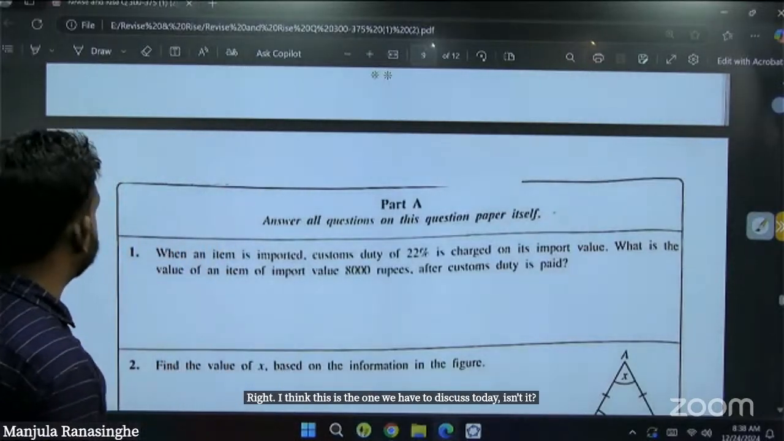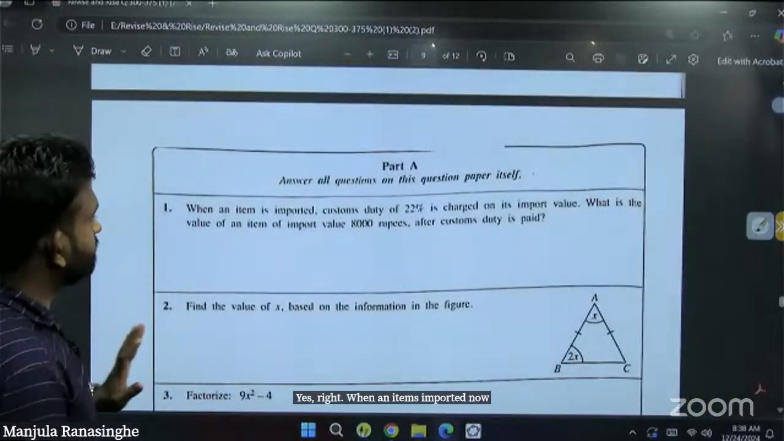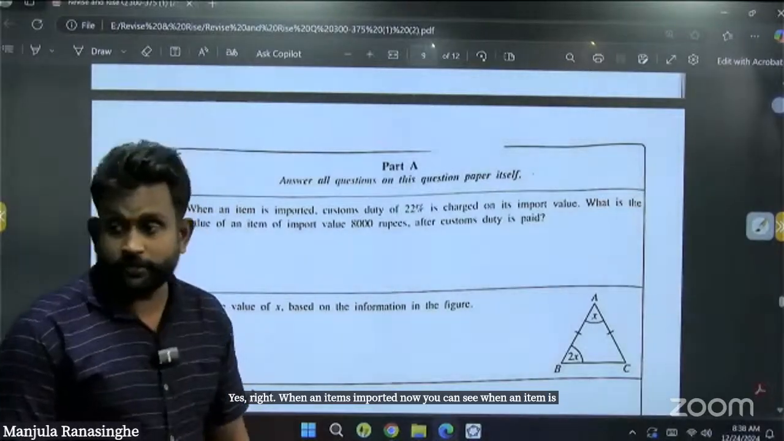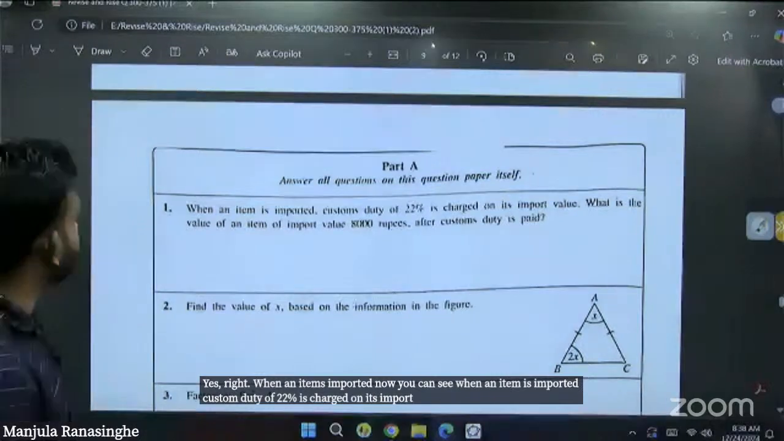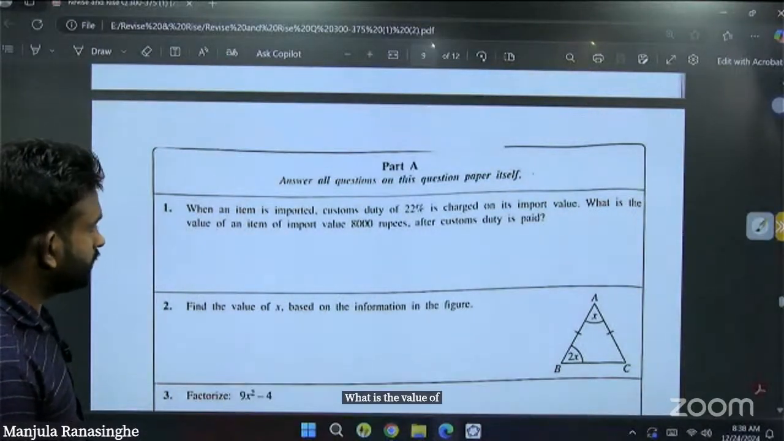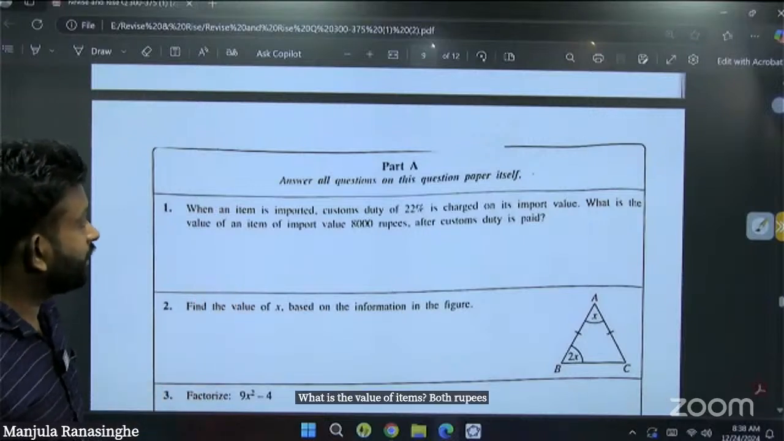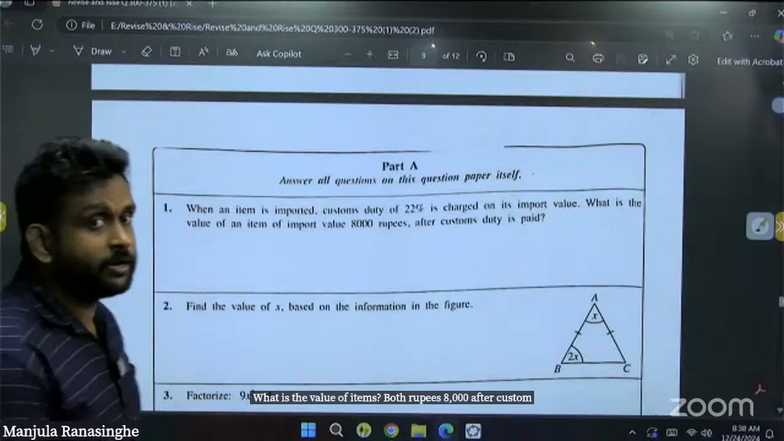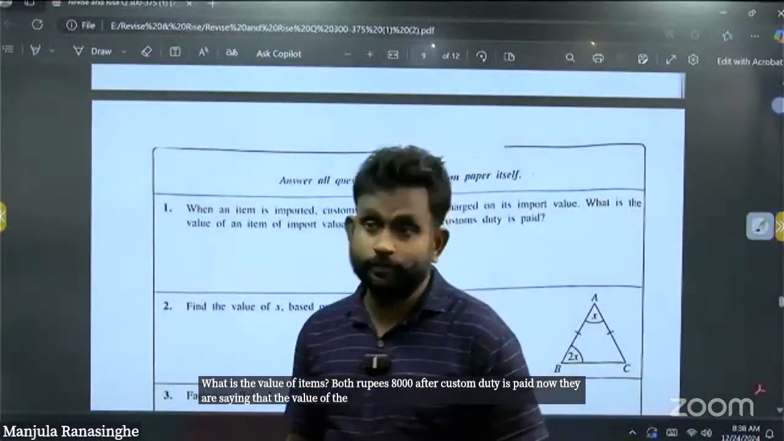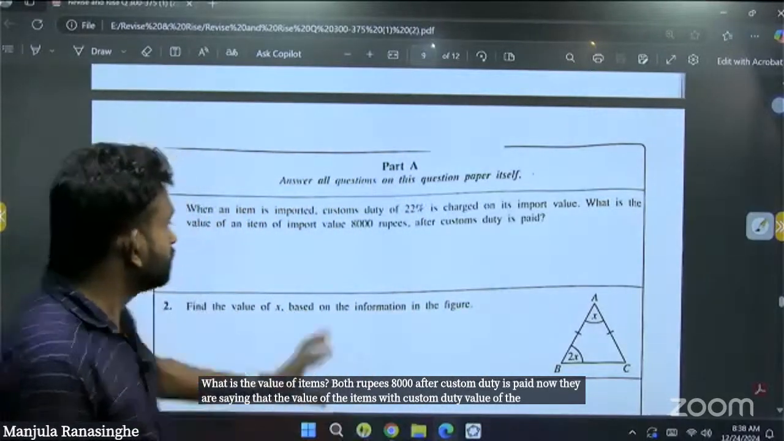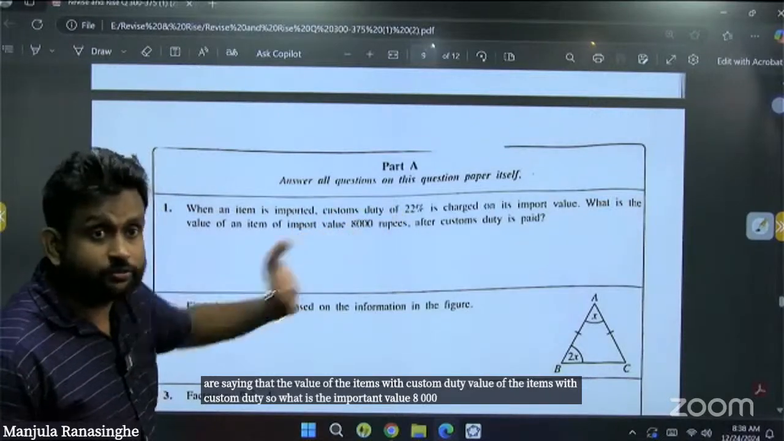Yes, right. When an item is imported, custom duty of 22% is charged on its import value. The value of the items is rupees 8,000 after custom duty is paid. Now they are saying the value of the items with custom duty. So what is the importing value? 8,000. Duty charge is 22%.